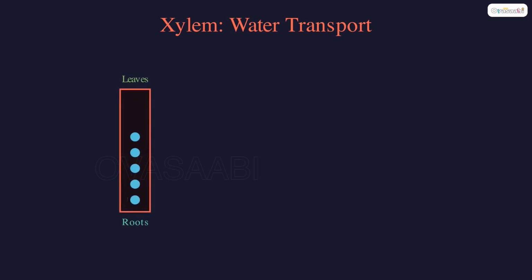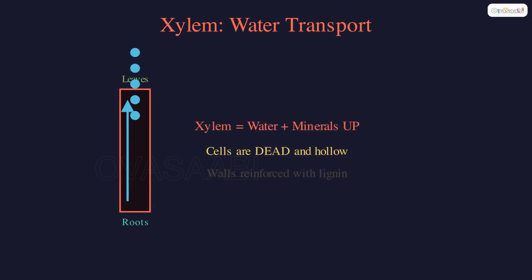Xylem carries water and mineral salts from the roots upward to the leaves. Its cells are dead and hollow with tough lignin walls, like rigid pipes carrying water in your home.